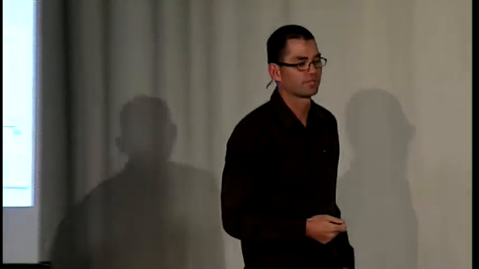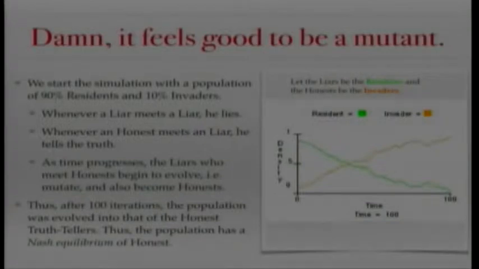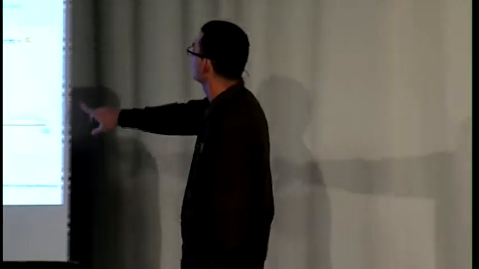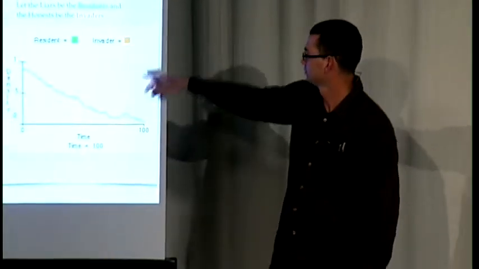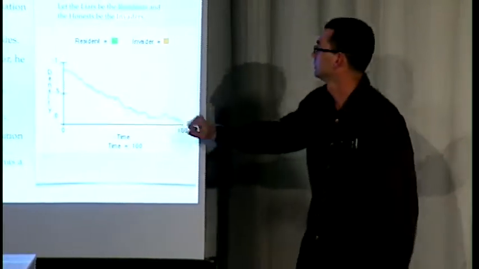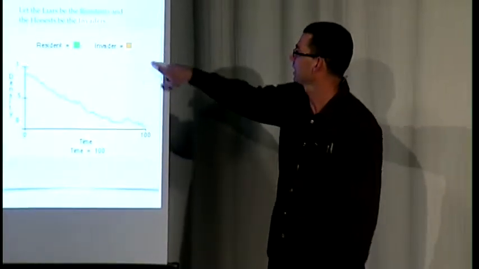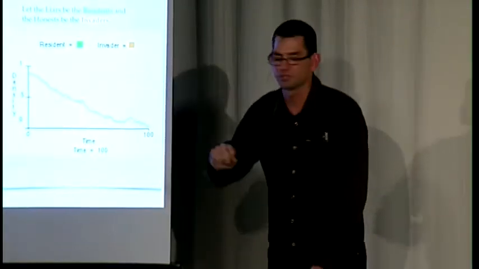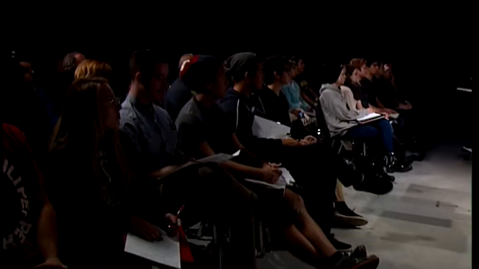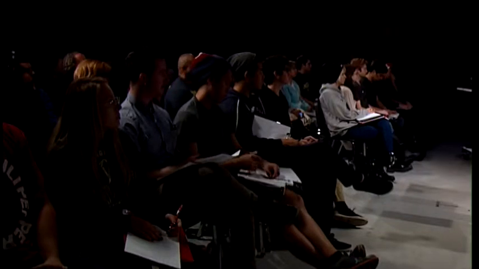So as time progresses, especially if you think in terms of this tit for tat strategy, the people that used to be liars, or their ancestors that were liars, will start evolving into truth tellers. Because they'll come to realize that it's much easier to have a workable society if you're telling the truth. So after 100 generations, looking at the density of the population from 0 to 100%, toward the end your invaders, your truth tellers, your honest ones, are going to have taken over. And the ones that lie all the time have pretty much died out.